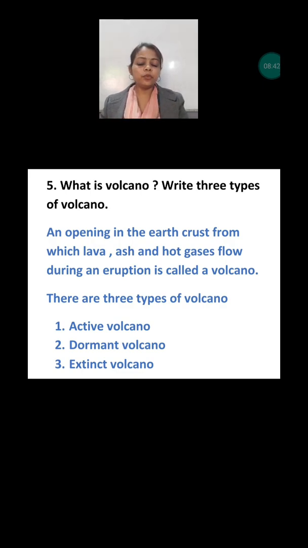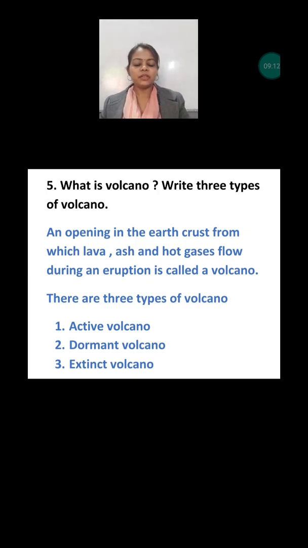Second is dormant volcano. That means in the past it has erupted, but now it is not erupting, but in the future it can erupt anytime. They are sleeping, but they can wake up anytime. We don't know whether after next year or after 2 or 3 years, but they can erupt. Third is extinct volcano. That means they are never going to erupt. In the past they have erupted, but now there is no chance of eruption.